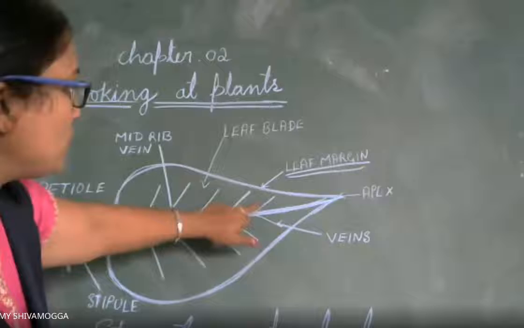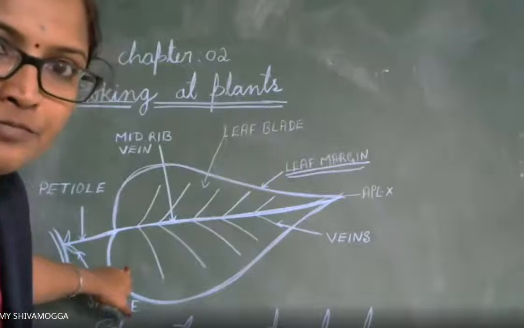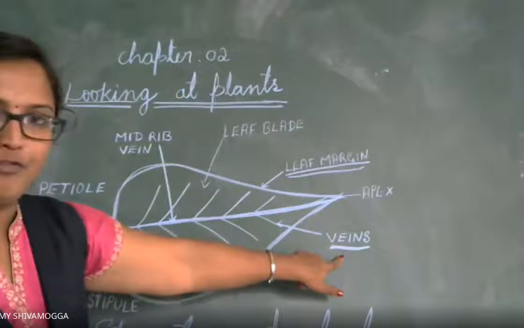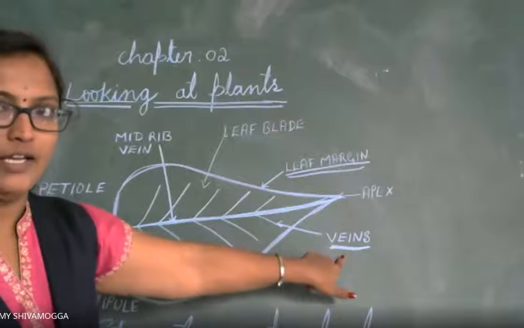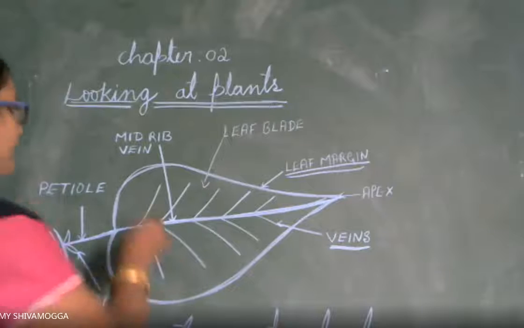Mid-rib vein. Okay. Then the small veins you can see, the branched veins. Multiple networks of branched veins you can see in the leaf. Everybody mute your mic. The branched multi-network veins are called veins, V-E-I-N-S.